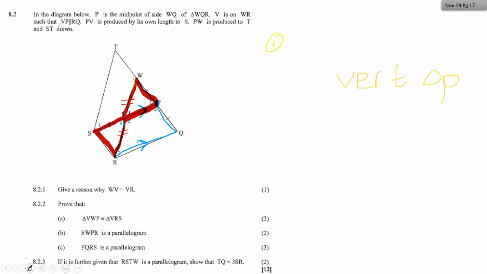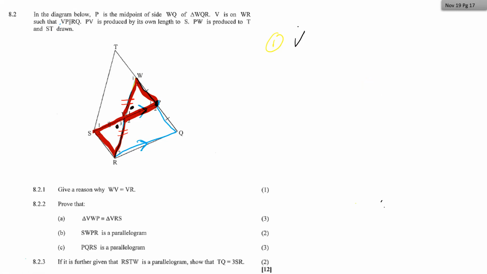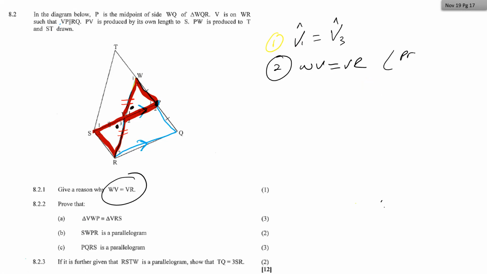Somebody's writing vertically opposite angles. Well done. Let me mark that. That means V1 is equal to V3. I'll write that out properly. We can say V1 is equal to V3. Number 2. And that's coming from what we proved, all right? That WV is equal to VR, and the reason here would be proved above.